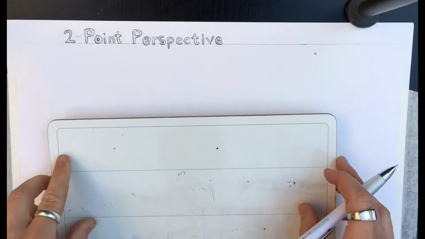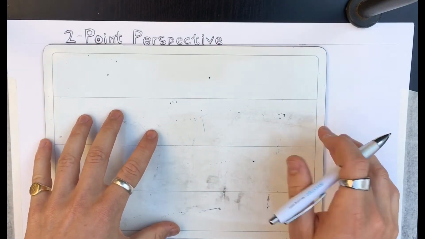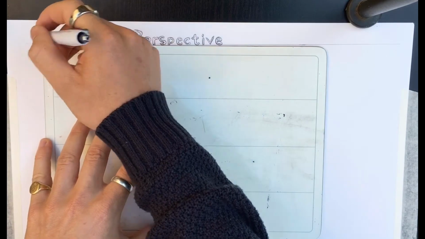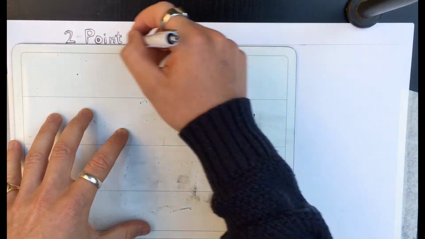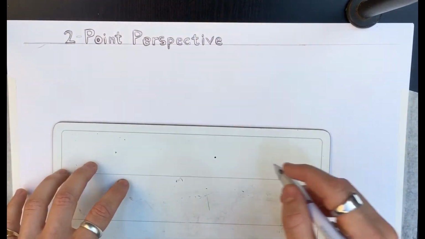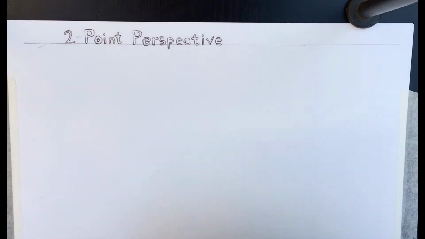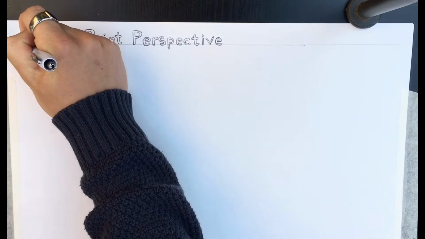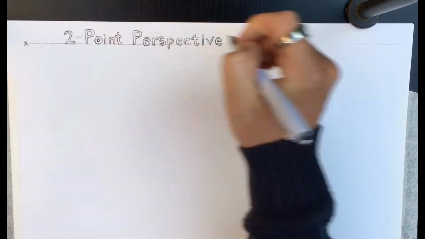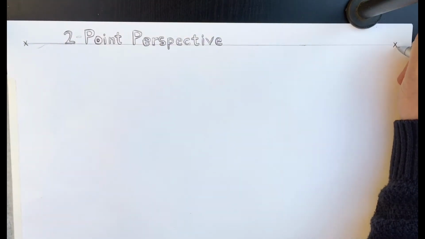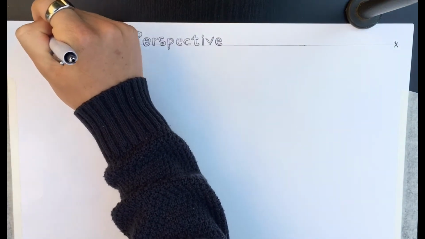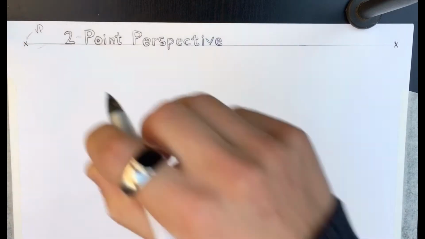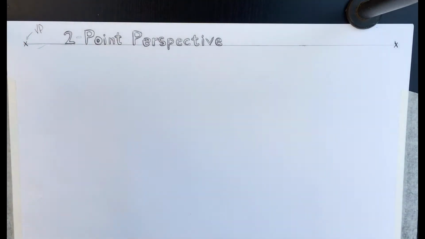Alright, so if we look at our page first, we're going to add to this horizon line that's already on the page. We're going to call that the horizon line, as if you're looking at a sunset. I'm going to draw 2 points at opposite ends of the horizon line, here and here, which are the vanishing points. I'm going to label them VP for vanishing point.